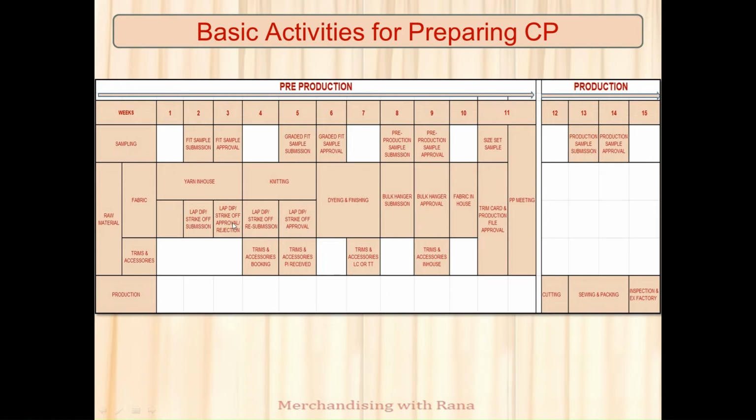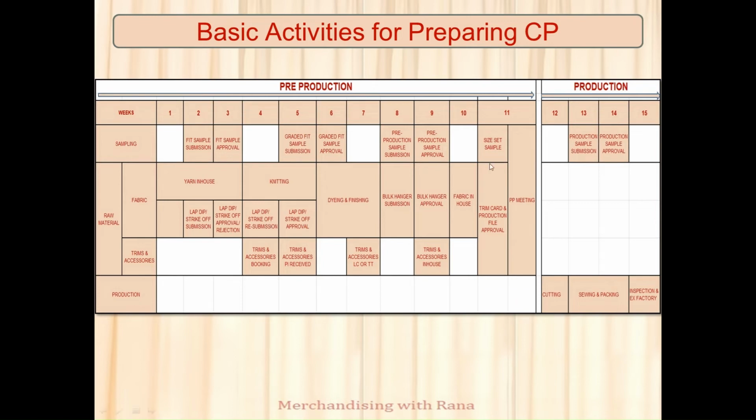For fabric, there is another process going on, the approval process. Lab dip or strike-off submission. After that, the lab dip or strike-off can be approved or rejected. So I have taken two submissions here. But if it is approved in one shot, then you do not need to consider two submissions. But while making the CP, it is better to consider at least two submissions.